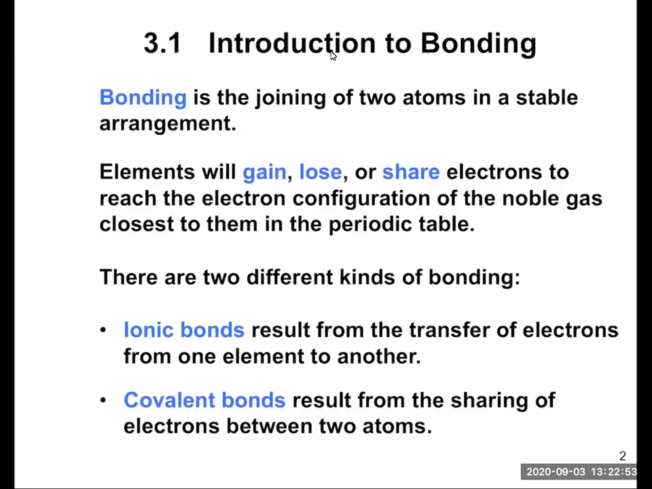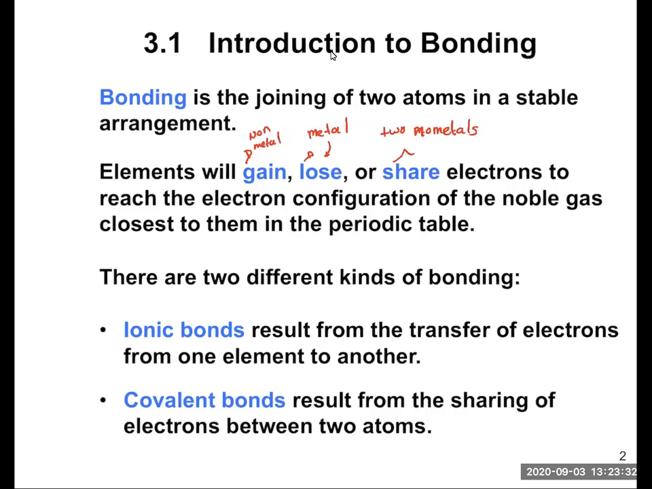In order to come together, one of the atoms is going to gain electrons and the other one is going to lose them. That's the case if you have a metal and a non-metal. The metal is going to lose, and the non-metal is going to gain. If you have two non-metal atoms, they're going to share electrons.